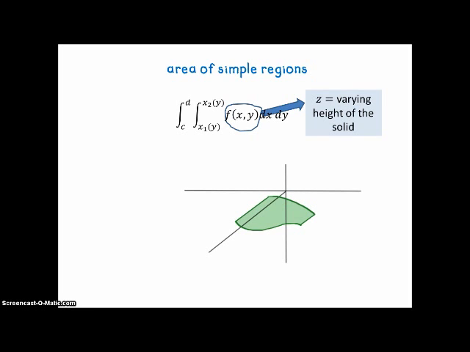So here's a region. Now, what if we let the function value be 1? In other words, z is always 1 unit higher than the xy plane. Well, then our solid volume is going to have the same numerical value as the area of the region. So now we get volume equal area of region if we let our z value always be 1.